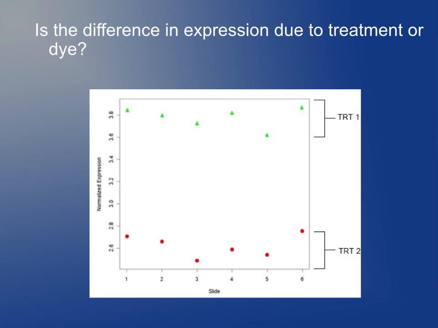A better design would be, and we'll discuss this in more detail in a future lecture, to give green dye to half of the treatment group and red dye to half of the treatment group. Likewise, give green dye to half the controls, red dye to half the controls, to try to control for this possibility of dye bias. This is called blocking, and I'll discuss it in more detail later.